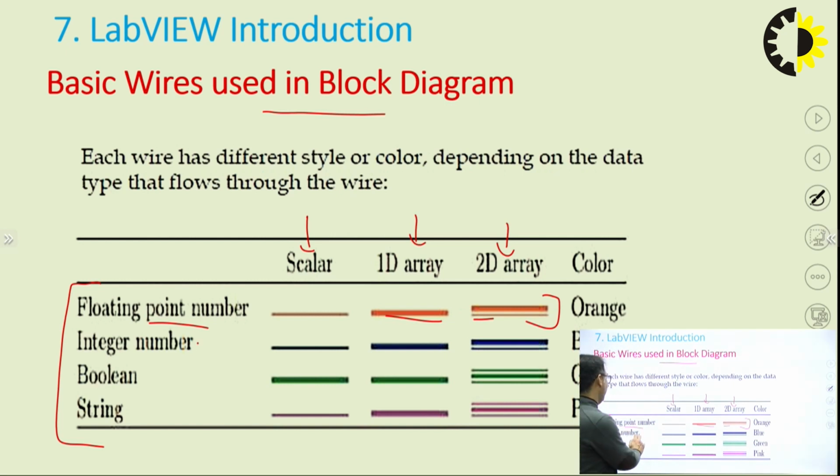For integer number, this is blue color. For boolean, meaning we have some binary information, either 0 or 1, we have this green. And for string, where we are passing some textual information, we have this pinkish color wire.